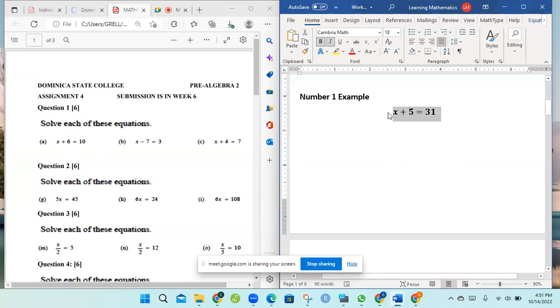So x plus 5 is equal to 31. Now we have to cancel out a plus 5. To cancel out a plus 5, you subtract 5. Now if you subtract 5 on the left, you have to subtract 5 on the right. They call that the golden rule of algebra. Whatever you do on the left side, you do on the right side. Whatever you do on the right side, you do on the left side. So we are canceling out a plus 5 by subtracting 5.